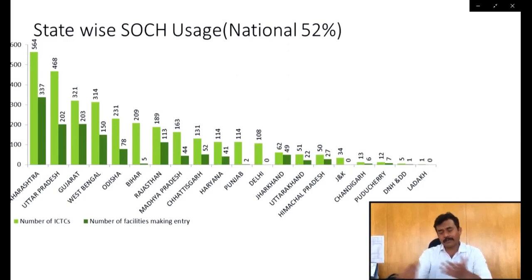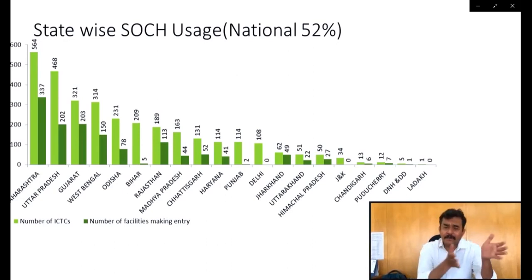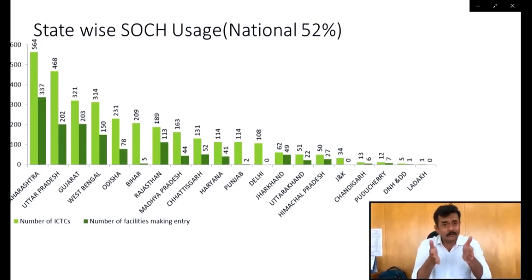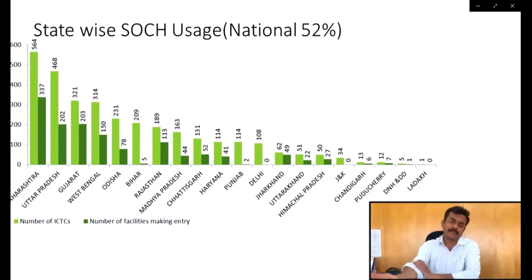Ask your counselor to regularly use SOCH. We are also, in the coming slides, we will come to the revised client flow. We know that a counselor is looking at 20 to 30 clients in a day. I personally went to a few ICTCs and I saw that if the pre-counseling part is considered, it hardly takes 3 to 4 minutes to fill it, and then the post-counseling part takes a bit more. For the positive clients, negative clients it is also not that much. So we have to encourage counselors to use SOCH.